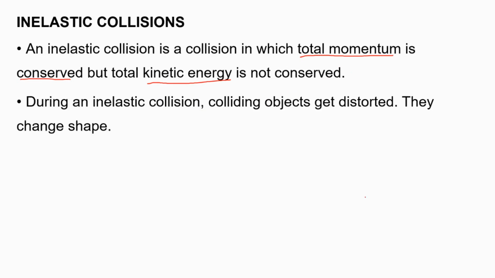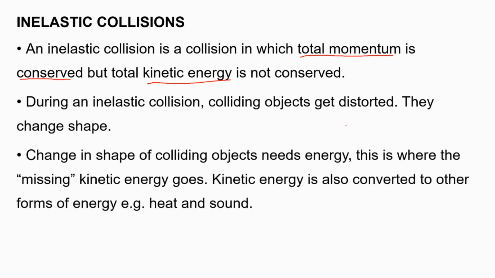During an inelastic collision, colliding objects get distorted. They change shape. And remember, for elastic collisions, the colliding objects do not change shape, do not get distorted. The change in shape of colliding objects needs energy. This is where the missing kinetic energy goes. Kinetic energy is also converted to other forms of energy like heat and sound. That's why for inelastic collisions, the kinetic energy decreases.